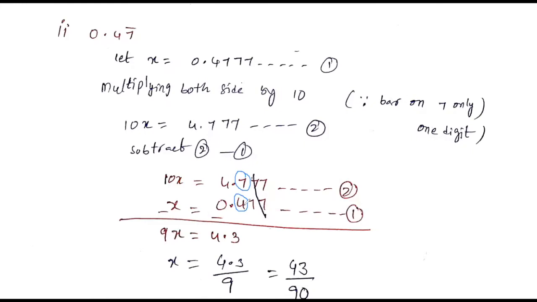Laksh, now ask. How will we get 43 by 90, sir? So here 1 point is there in the decimal. Removing the point, write 0 down. 43 by 90. Okay, sir. Anybody else?